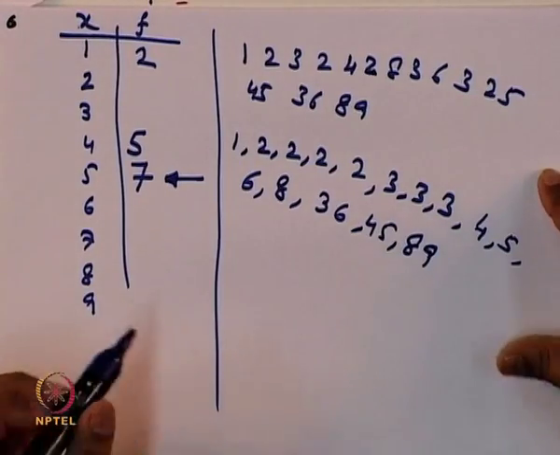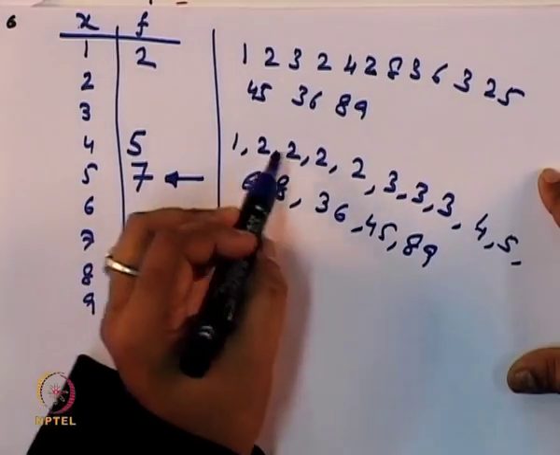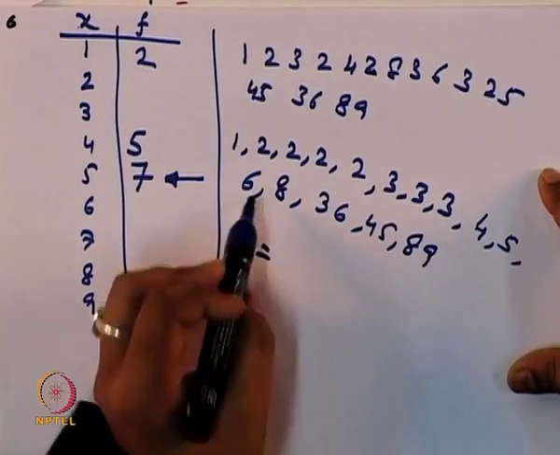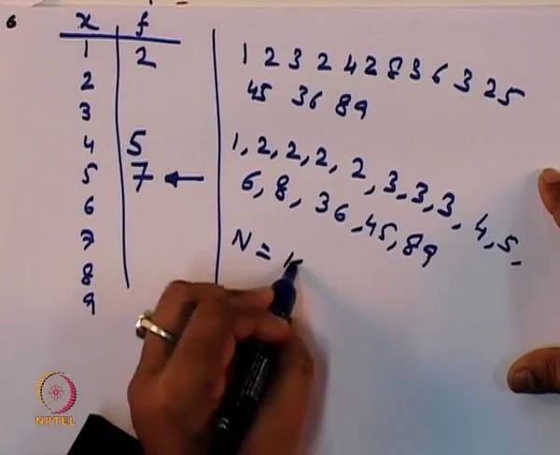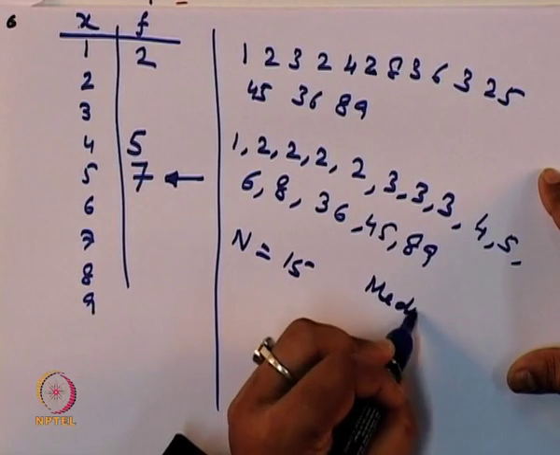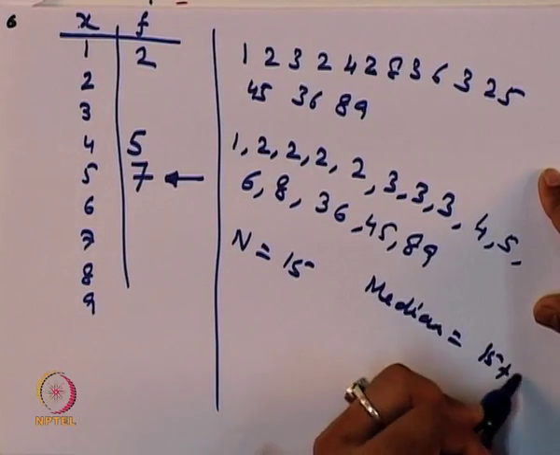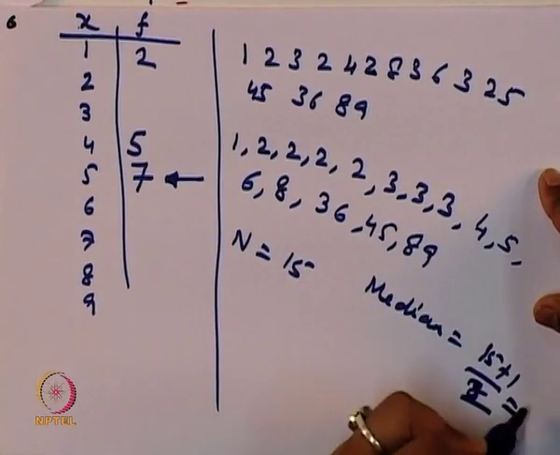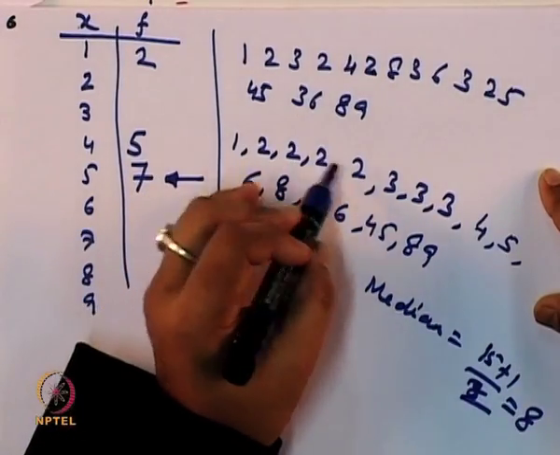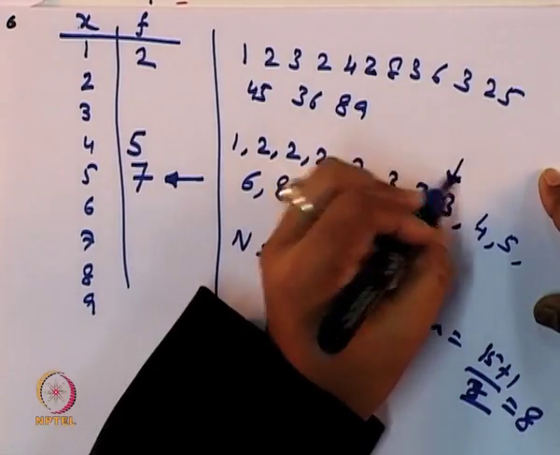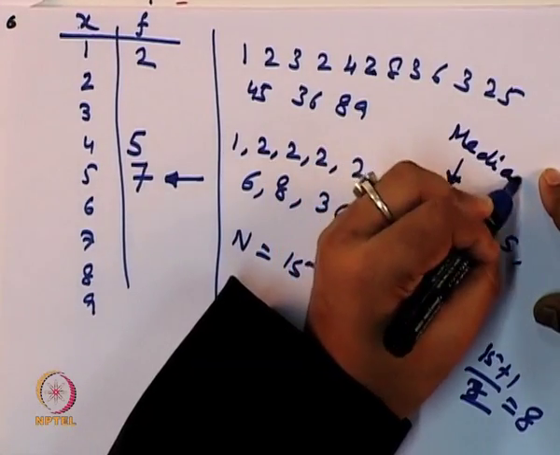Okay. So, my total n is 15. My median position is going to be 15 plus 1 by 2, which is equal to 8. So, counting to the eighth value, 4, 5, 6, 7, 8, this happens to be my median, right.